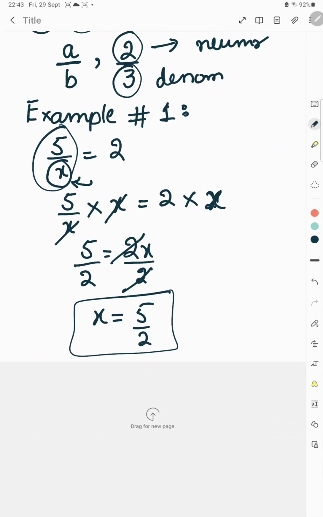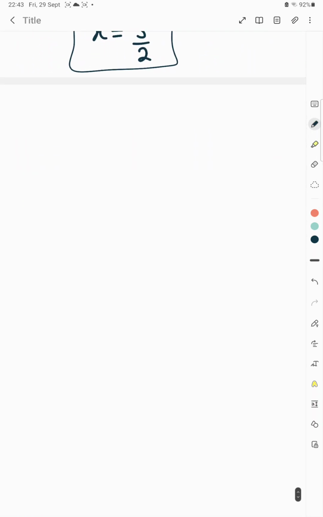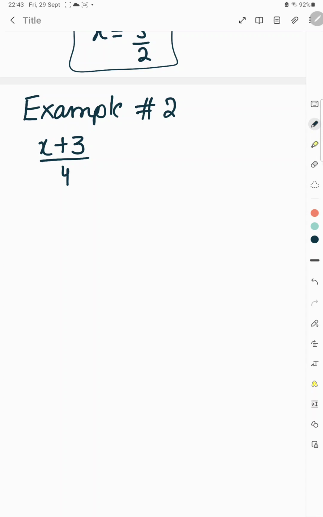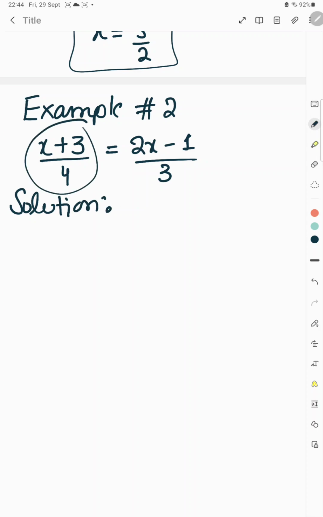Now I will solve example number 2 so the concept will become more clear. Example number 2 is x plus 3 divided by 4 equals to 2x minus 1 divided by 3. Now in this example, as you can see, we have two fractions given. One is this and the second is this.